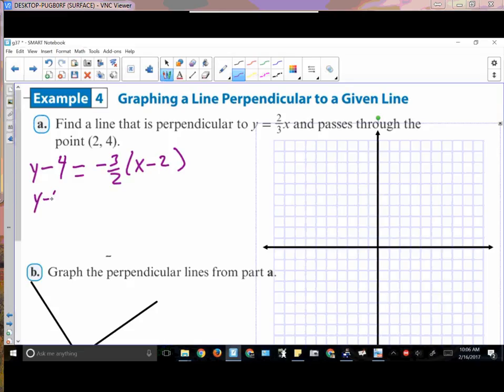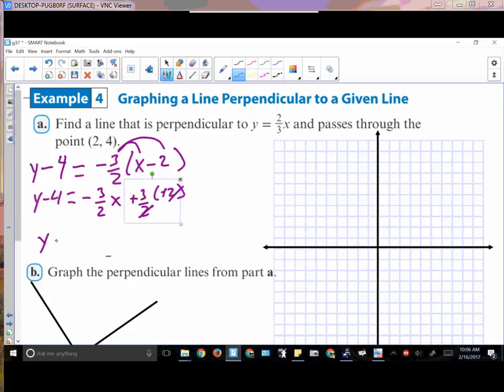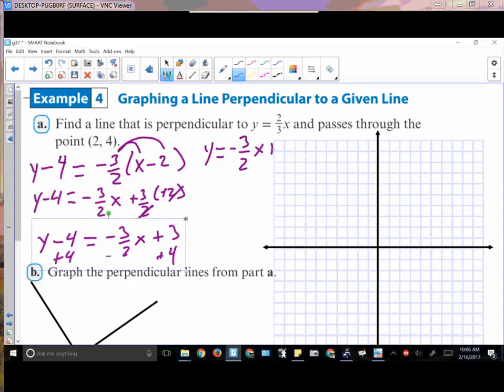So I've got y minus 4 is equal to, distributive property, those two get multiplied together. Negative 3 over 2, x. These get multiplied together, so that'll be negative 3 over 2 multiplied by negative 2. The 2's cancel out, plus, plus. So I've got y minus 4 equals negative 3 over 2x, plus 3, add 4, add 4. So it looks like my equation is going to be y is equal to negative 3 over 2x plus 7.